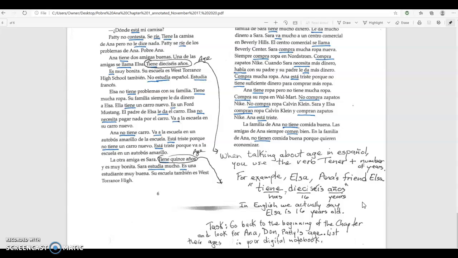Okay, so your task will be to go back to the beginning of the chapter and look for Ana, Don, her brother, and Patti, her sister's age. And you're going to list their ages in your digital notebook by using Ana tiene, and you state her age. Don tiene, state his age, and Patti tiene, and state her age. Okay? Now, those are the tasks at hand.